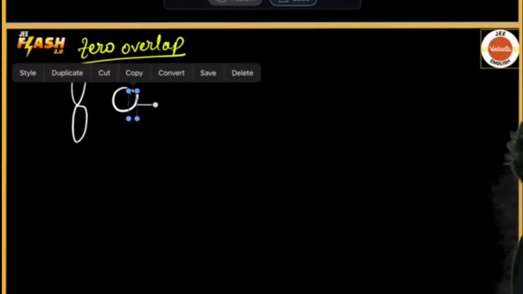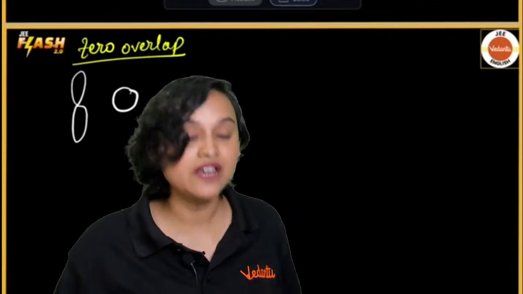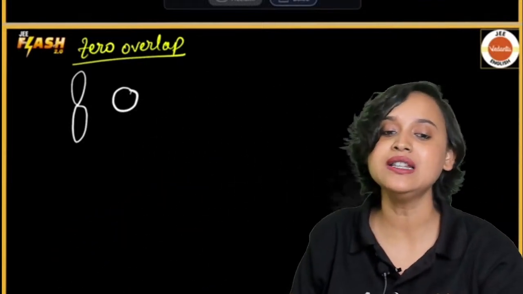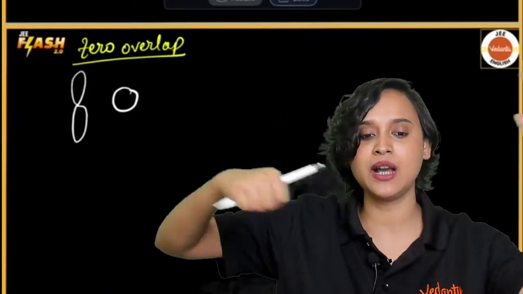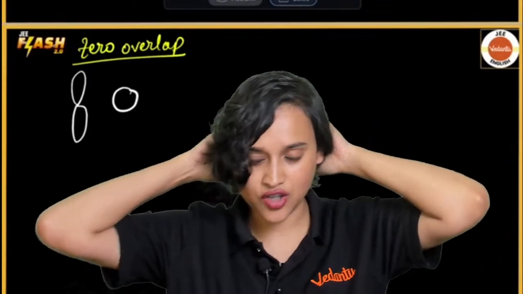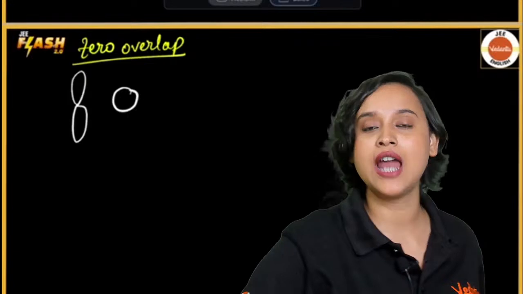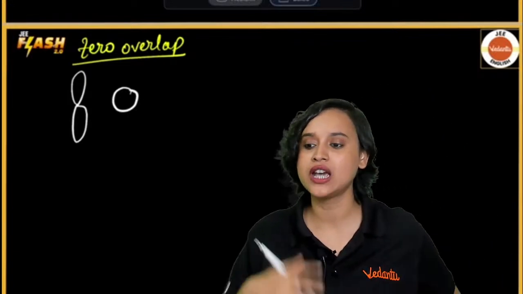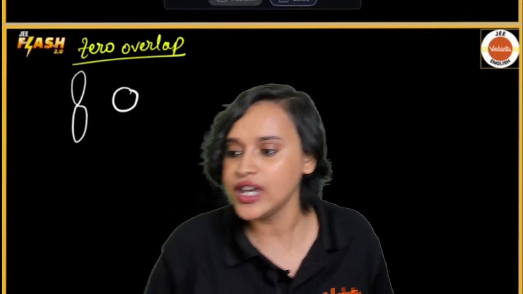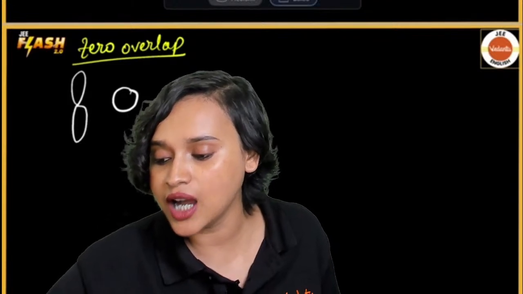So this is what I'm talking about. This is called zero overlap. If it is not a head-on collision, then there might be zero overlap. This is side by side, right? So there is no overlapping. Now, based on overlapping, everybody, we have sigma bond, we have pi bond, and we have delta bond as well.